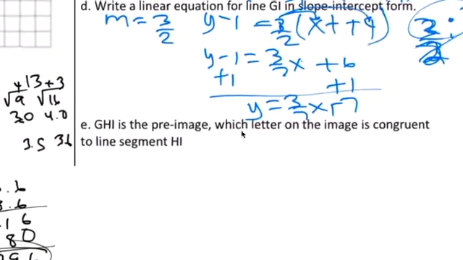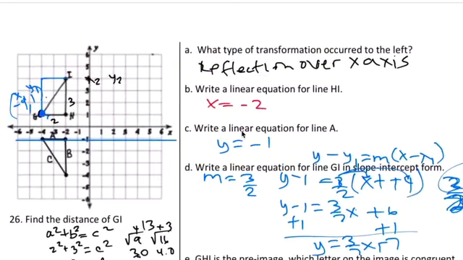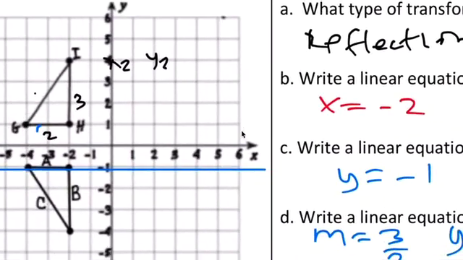Okay, which letter in the image is congruent to HI? Okay, so HI is here. Which letter is congruent? B.